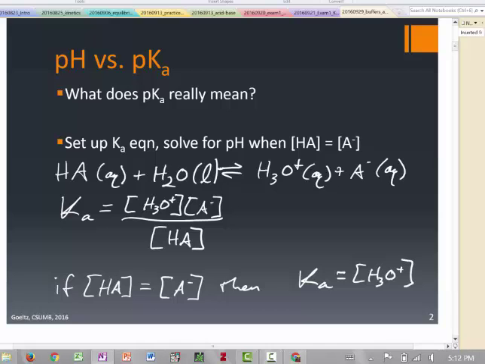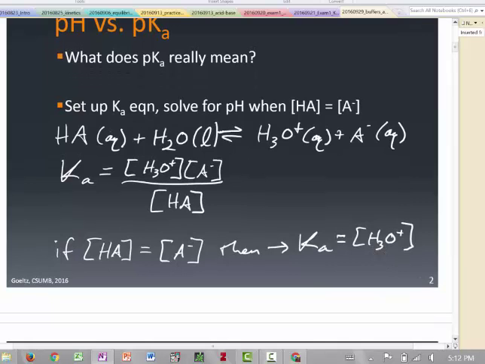What if I took the negative log of both sides of this equation? What's the negative log of Ka? What's the negative log of H3O plus? pH.